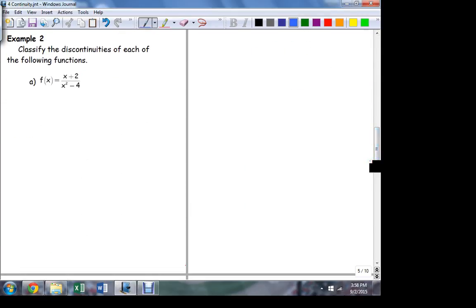Okay, so let's do that. Here's a function. What kind of function is this? It's a rational function. It's a ratio of two polynomials. Where is this function not continuous? Where are the points where this function fails to be continuous?